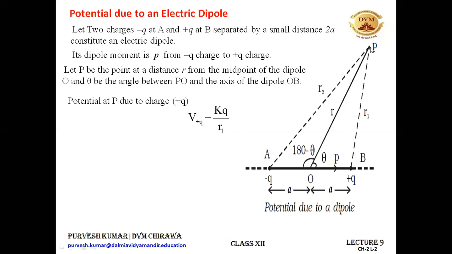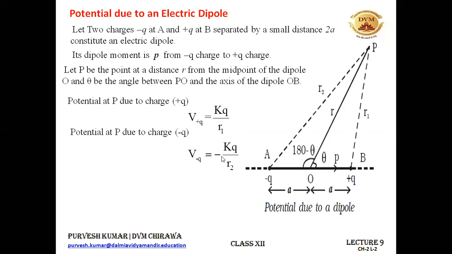Similarly, the electric potential at point P because of the charge present at A, that is minus q charge, can be written like this. The electric potential at point P due to the minus q charge is given as V because of minus q, which is equal to minus kq upon r2.